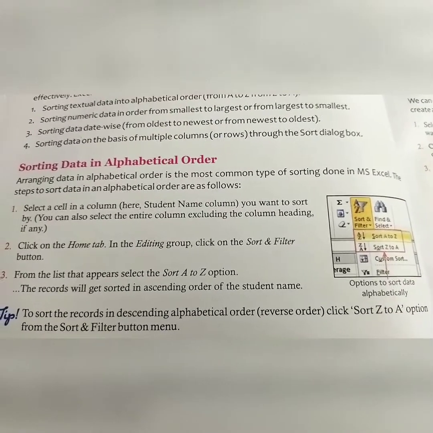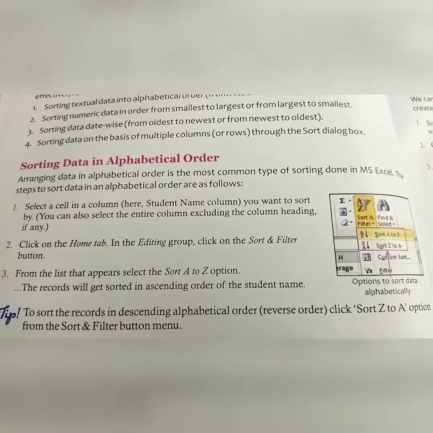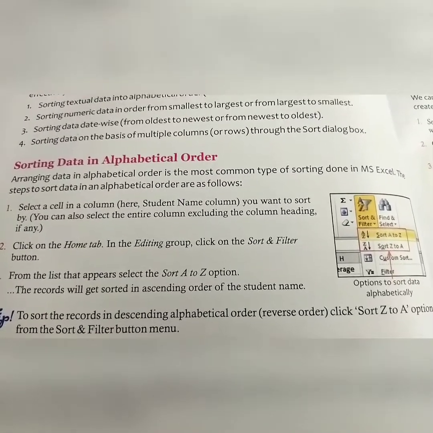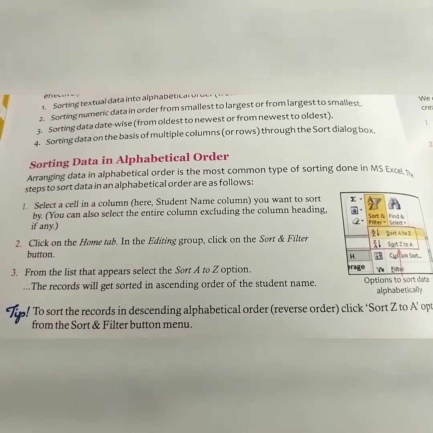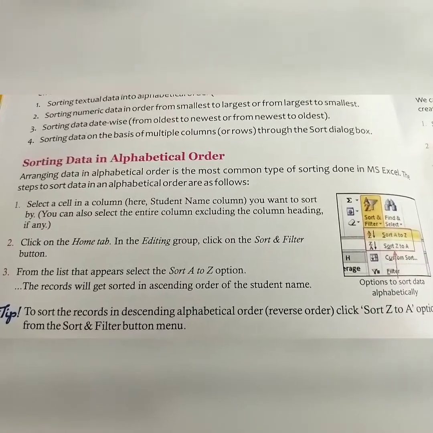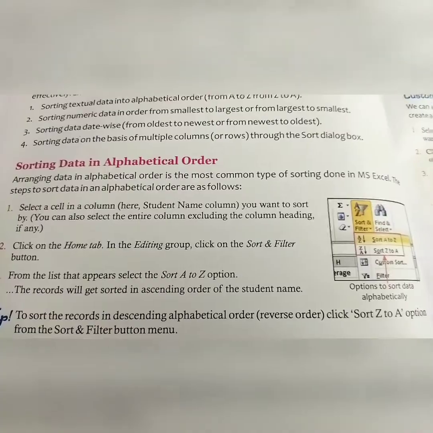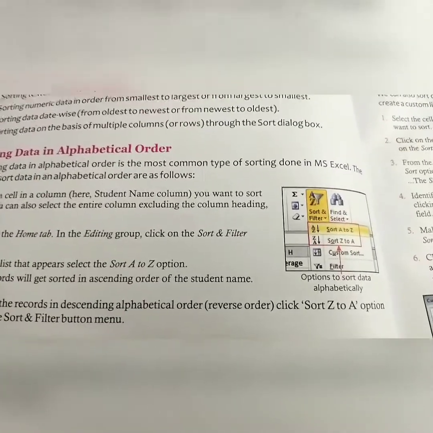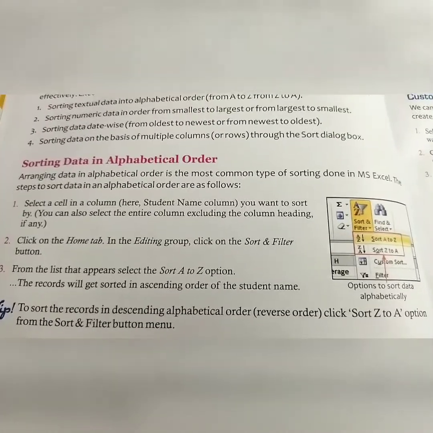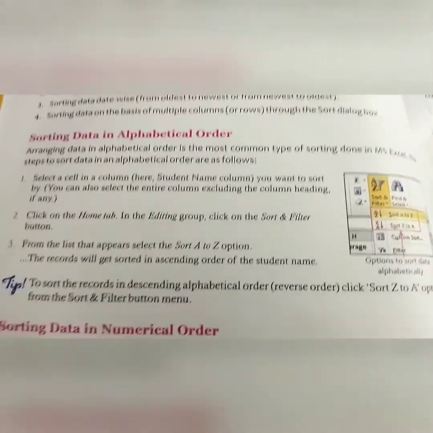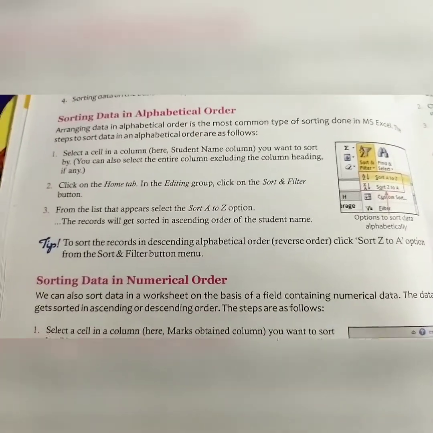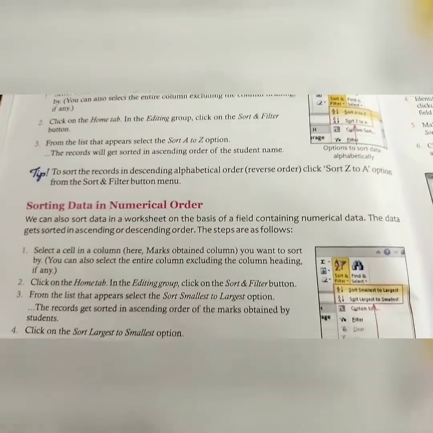Then click on the Home tab, Editing group, and click on the Sort and Filter button. From the list that appears, select the Sort A to Z option. So all are sorted in ascending order of the student name. So you can see the options to sort data alphabetically. Correct?